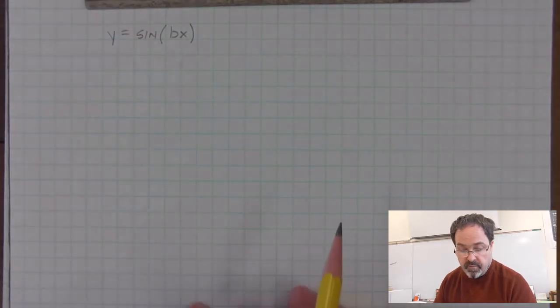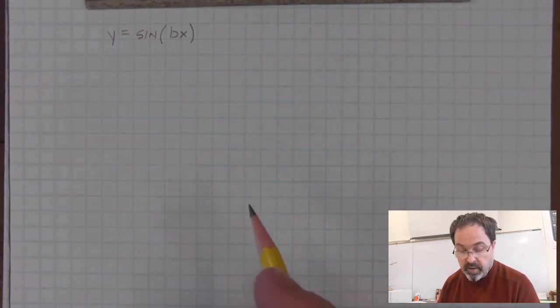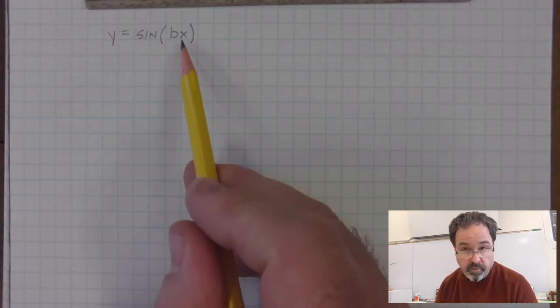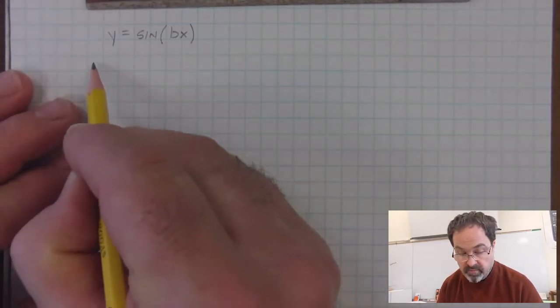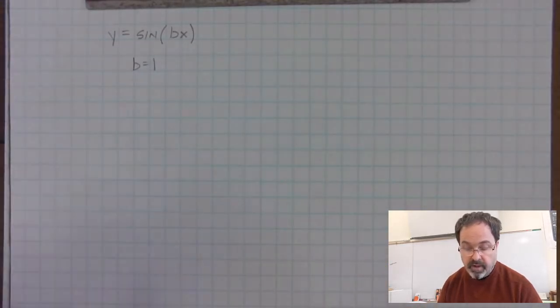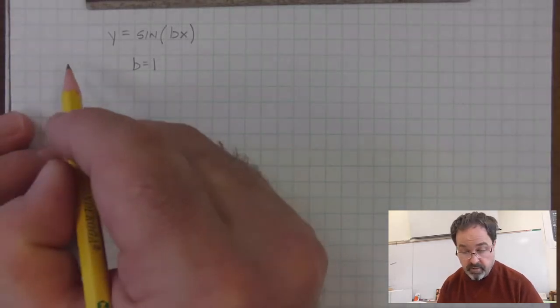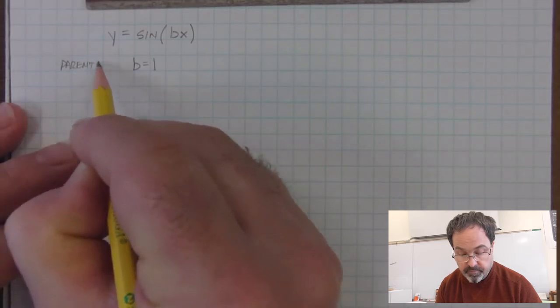So this is the parent sine function that has been transformed by multiplying the horizontal variable x by anything. When b is equal to 1, then we don't have to show the 1 times x. It would simply be sine of x. And that is the parent sine, the simplest sine function.